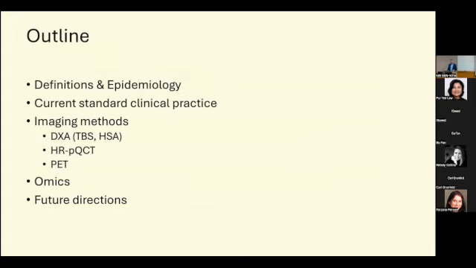So here's our outline. We'll review some definitions in epidemiology. We'll talk about current clinical standard practice patterns for bone disease management for CKD patients. We'll review some imaging methods and their potential as biomarkers. We'll talk about DEXA, and then, of course, DEXA enhancements like TBS and hip structural analysis, a snapshot of the work that's been done in nature, pQCT, PET imaging, and then we'll go into more dynamic markers, like omics, and what's been going on in that field for biomarker development, and then, of course, what are our future directions.